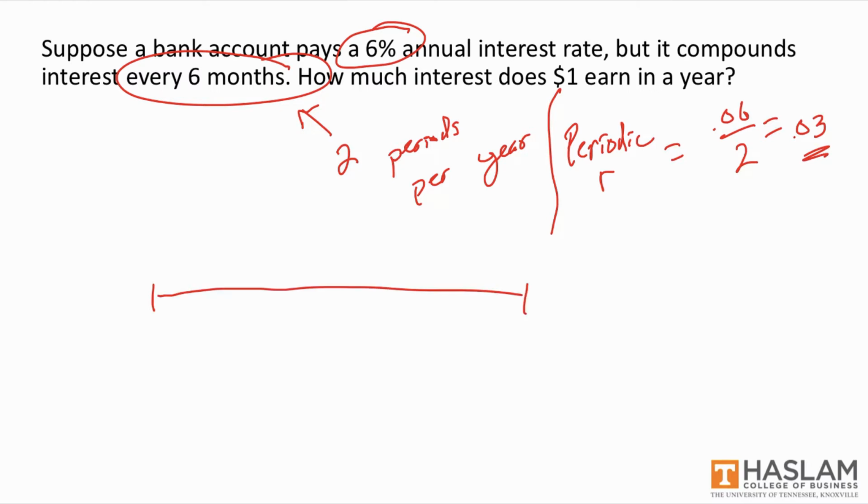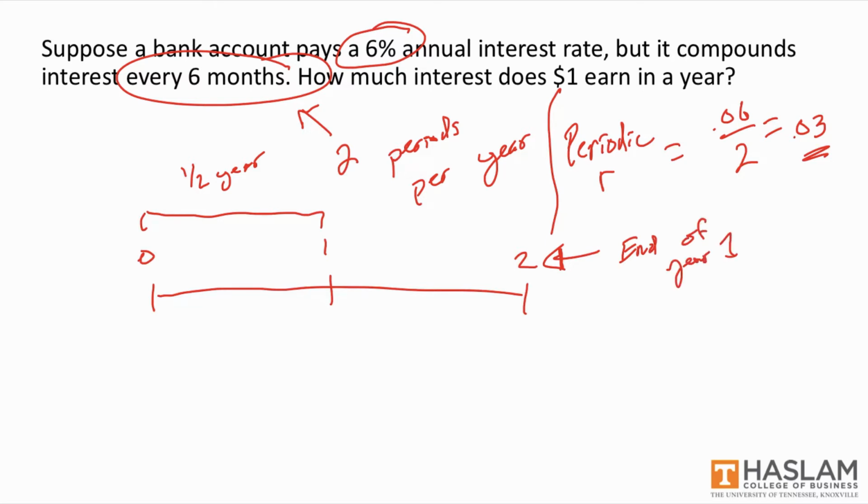The subtle difference here is that I've now got a periodic timeline with 2 periods where each one of these periods is 1/2 of a year. And so literally, period 2, or time 2, is the end of year 1, since there are 2 periods per year. Okay, so the question is, how much interest does $1 earn in a year?